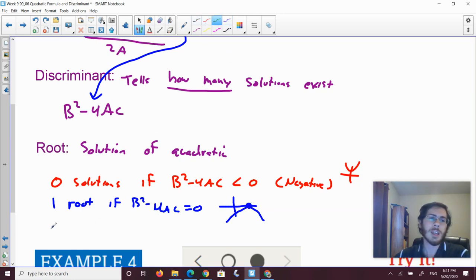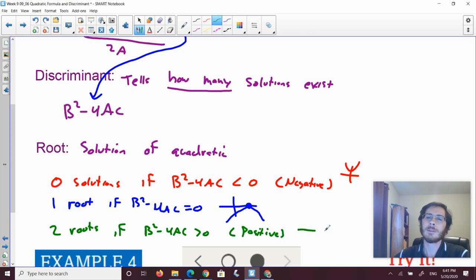The only other option we have is 2 roots or 2 solutions. And that's if b squared minus 4ac is greater than 0, or if it's positive. So again, the graph for that might look something like this, where we have 1, 2 solutions, where we hit twice.